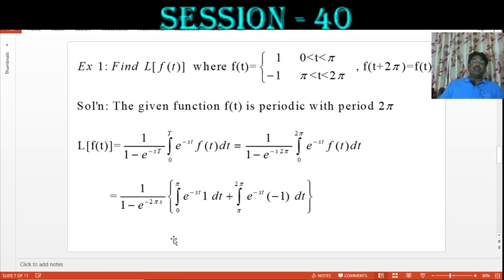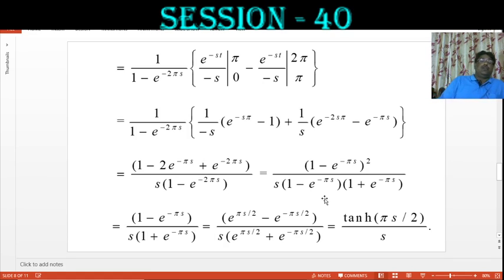Now 0 to 2 pi you can split it, that is 0 to pi and pi to 2 pi, as given in the example itself. From 0 to pi the function is 1, and from pi to 2 pi it is minus 1. We have substituted that here.